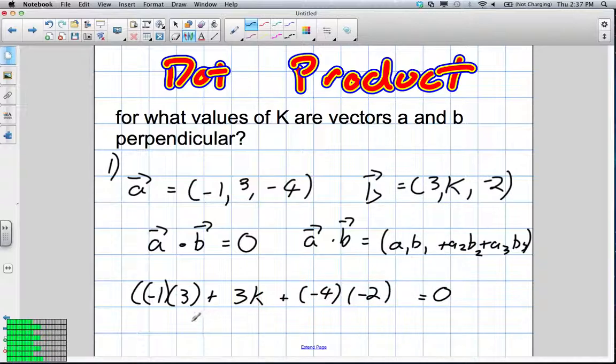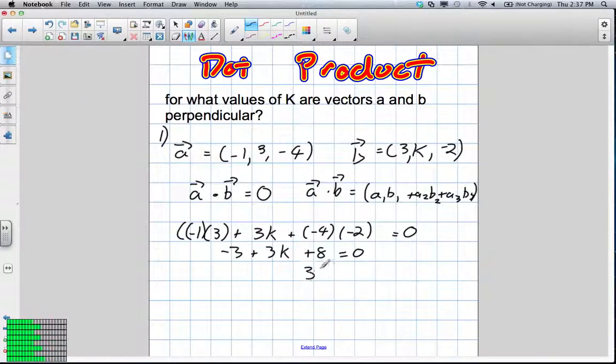So we're then going to get -3 plus 3k plus 8 is equal to 0. 3k is going to be equal to -5. K equals -5 over 3.